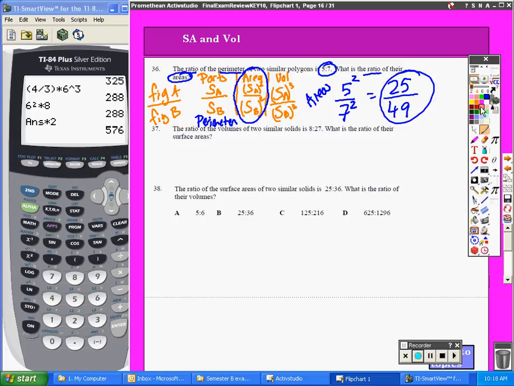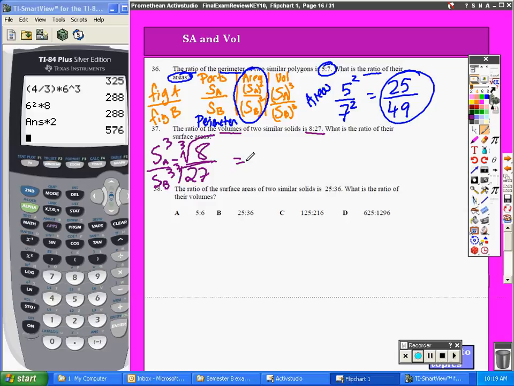The next question, number 37, is really similar. Except now we aren't told the ratio of their parts or their perimeters. We're told the ratio of the volumes. So 8 over 27 represents a side cubed over a different side cubed. So in order to get back to what those sides are, I'm going to have to uncube them. And the way to do that is to take the cube root. So I'm going to take the cube root of 8 and the cube root of 27, and that is going to give me a ratio of the sides.